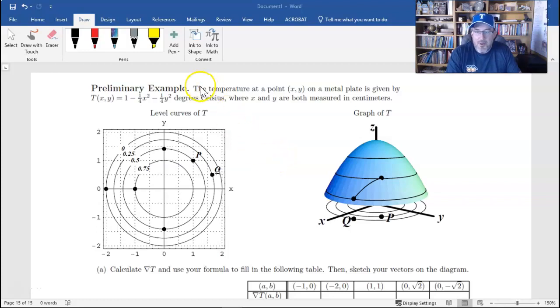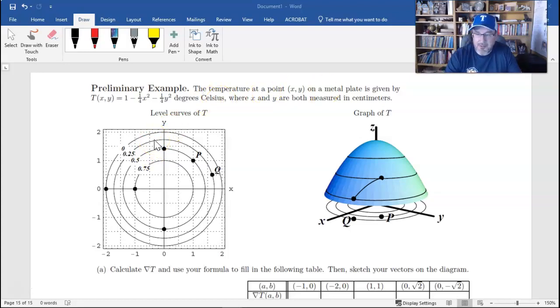So for the first problem, we have a multivariable function here. It's a two-variable function, with a third quantity being the output quantity of temperature. And so what we have is the temperature on a metal plate. So on a two-dimensional metal plate, we're going to measure the third dimension. Dimension in this case is just the temperature at that location.